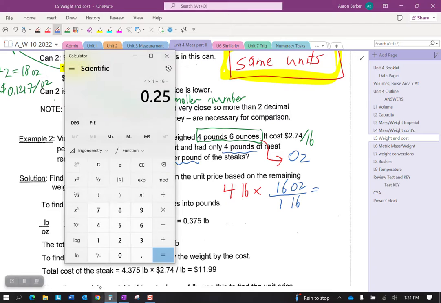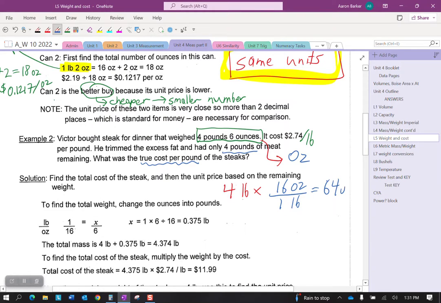So I multiply 4 times 16, divide by 1, and I get 64. So that's 64 ounces, plus the 6 ounces that are also there. And the amount of meat he bought in ounces was 72 ounces.